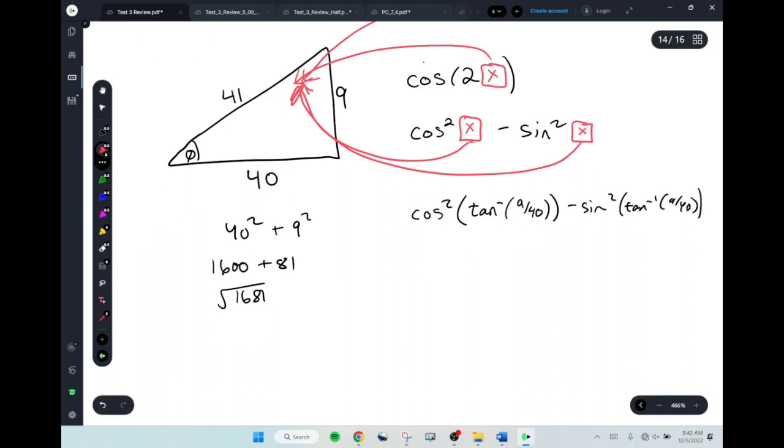Yeah. So we're going to go 9 over 41. But there's 2 of them, right? Because it's squared. Times 9 over 41 minus 40 over 41 times 40 over 41.